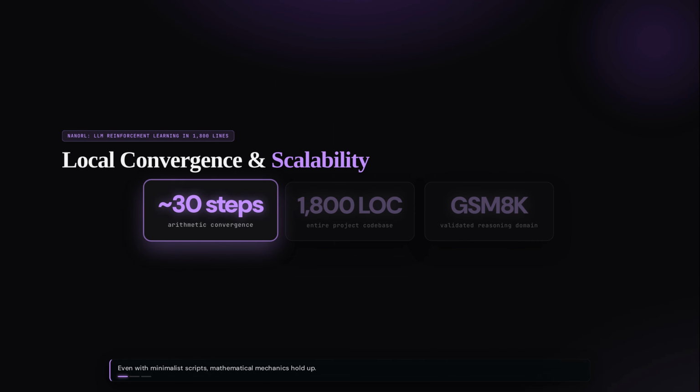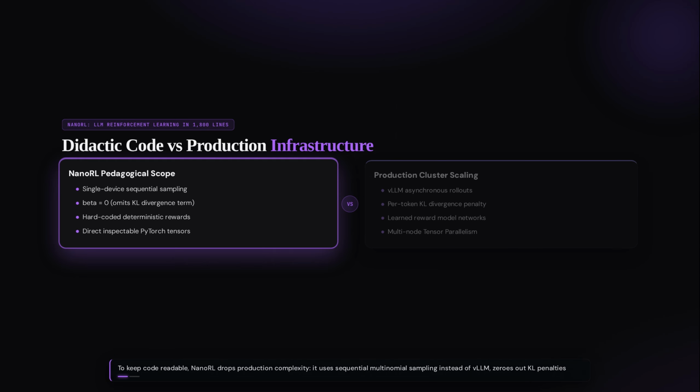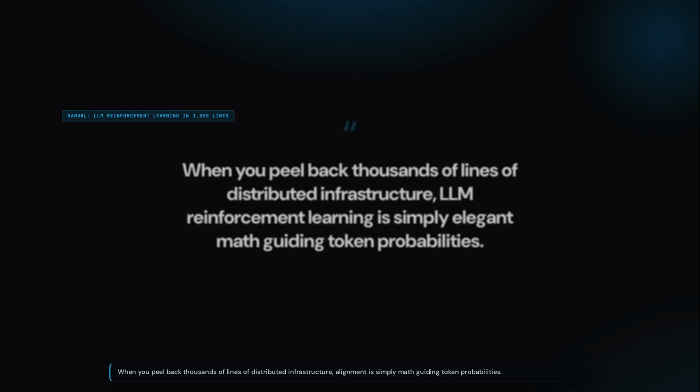NanoRL converges on toy arithmetic in roughly 30 steps and scales cleanly to verifiable reasoning benchmarks like GSM-8K on local machines. To keep code readable, NanoRL drops production complexity. It uses sequential multinomial sampling instead of vLLM, zeroes out KL penalties, and skips multi-node worker communication. When you peel back thousands of lines of distributed infrastructure, alignment is simply math guiding token probabilities.